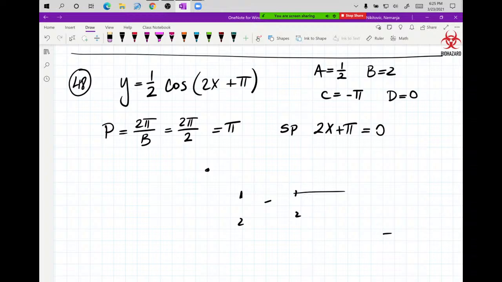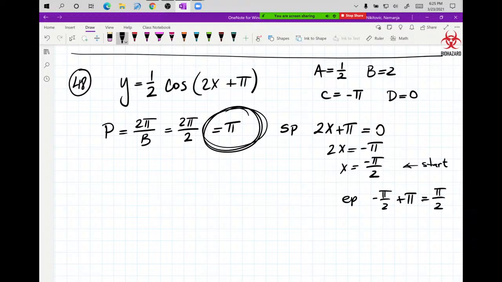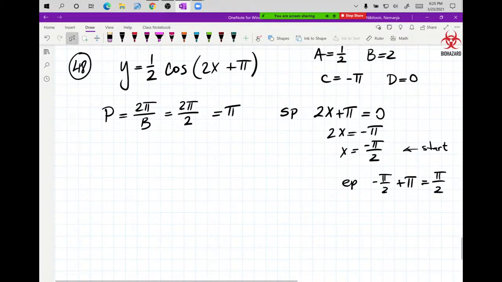So now let's put this to good use. I know that 2x is equal to negative pi, and x is equal to negative pi over 2. This is where I start. So I have to be to the left of the x-axis. And finally, the end point is negative pi over 2 plus the period. Period was pi, which gives me pi over 2 to end the graph. And now I have everything I need for my box.